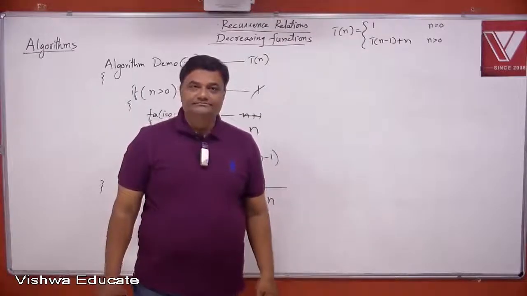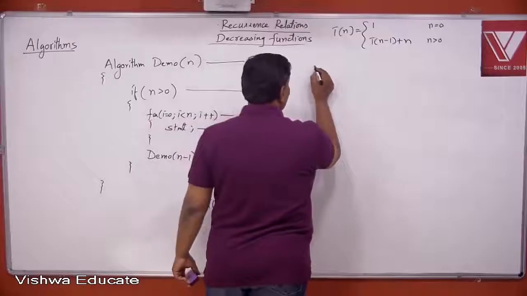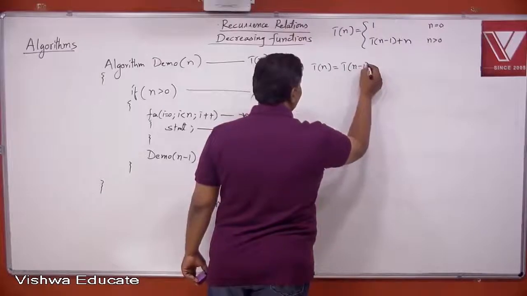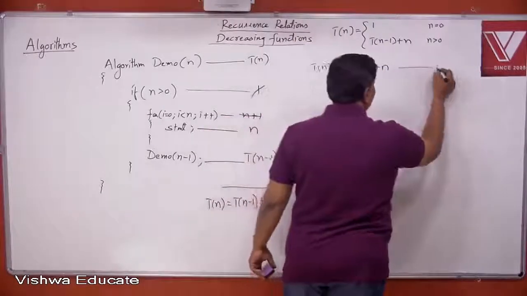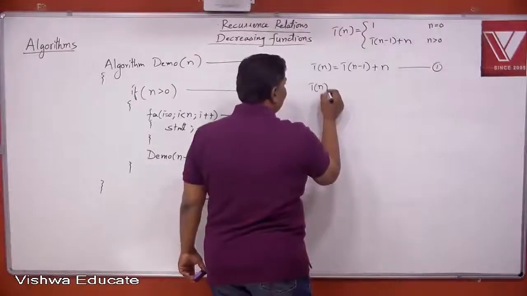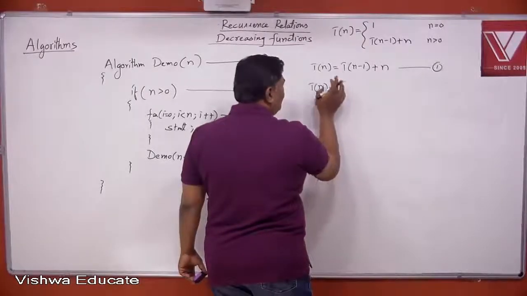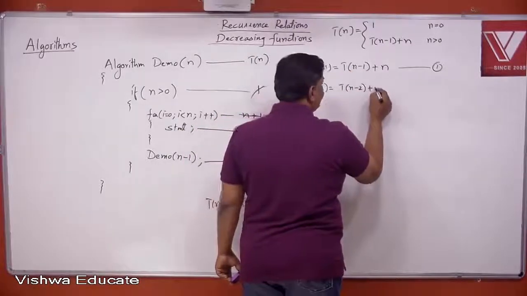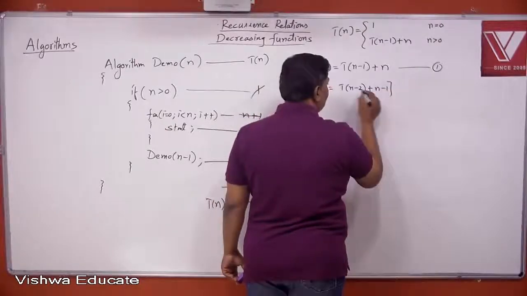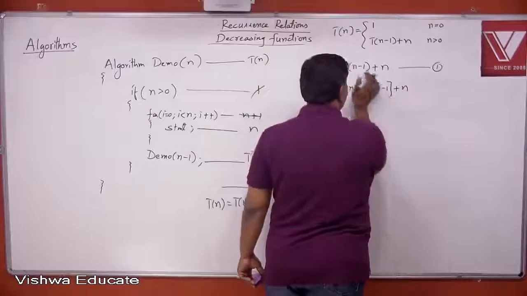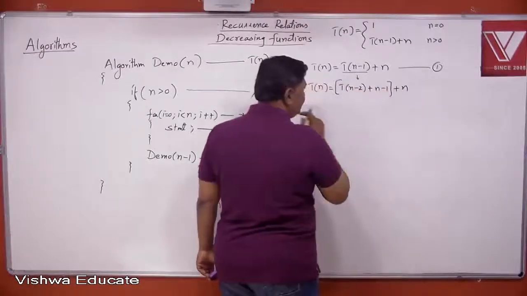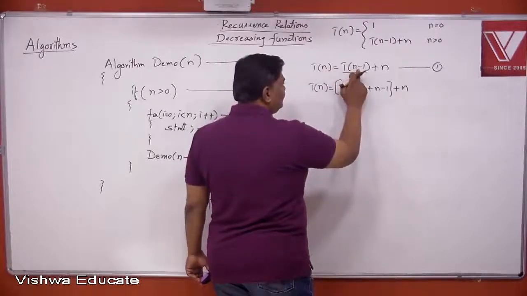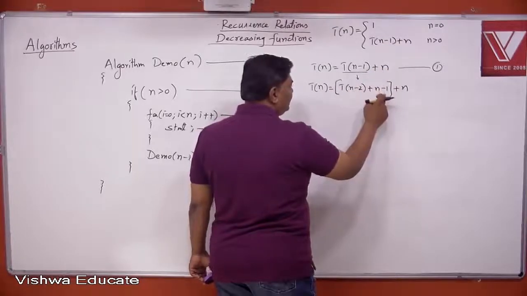Solve it. T(n) is equal to T(n-1) plus n. First one. Then T(n) is equal to, what will this T(n-1) be? T(n-2) plus n minus 1 plus n. Instead of this, we substituted this. See, write n minus 1 here, n minus 2, n minus 1. So n minus 2, n minus 1.